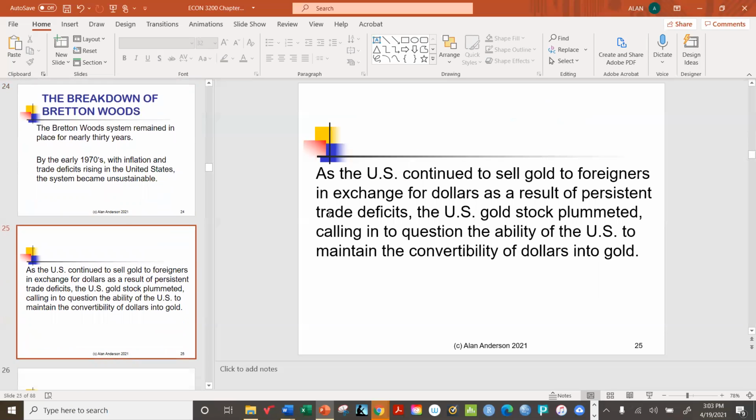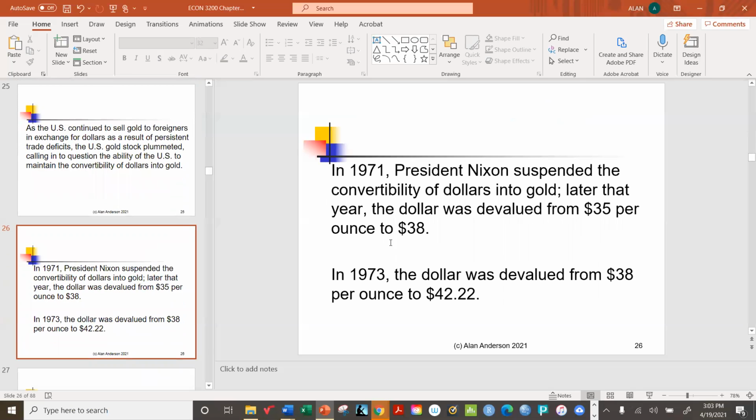All right. And part of the reason why the system broke down is because the US eventually did start to run out of gold, thanks to all these trade deficits. And eventually, for fear that the US would run out of gold, the system was stopped by President Nixon in 1971. And then they devalued the dollar again, believe it or not, $35 to $38. And then in 73, from 38 to 42.22. But that was in the 70s.